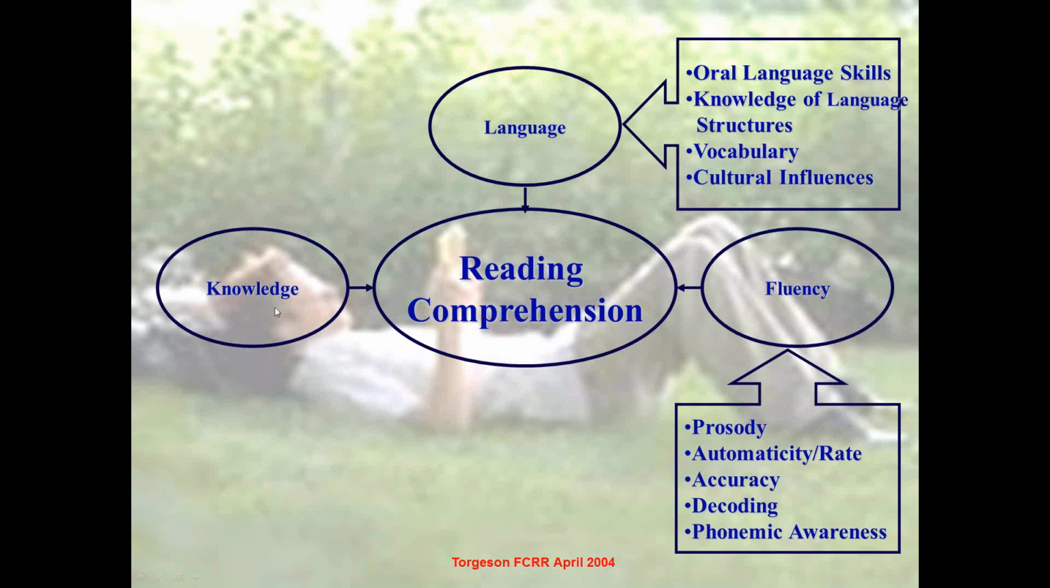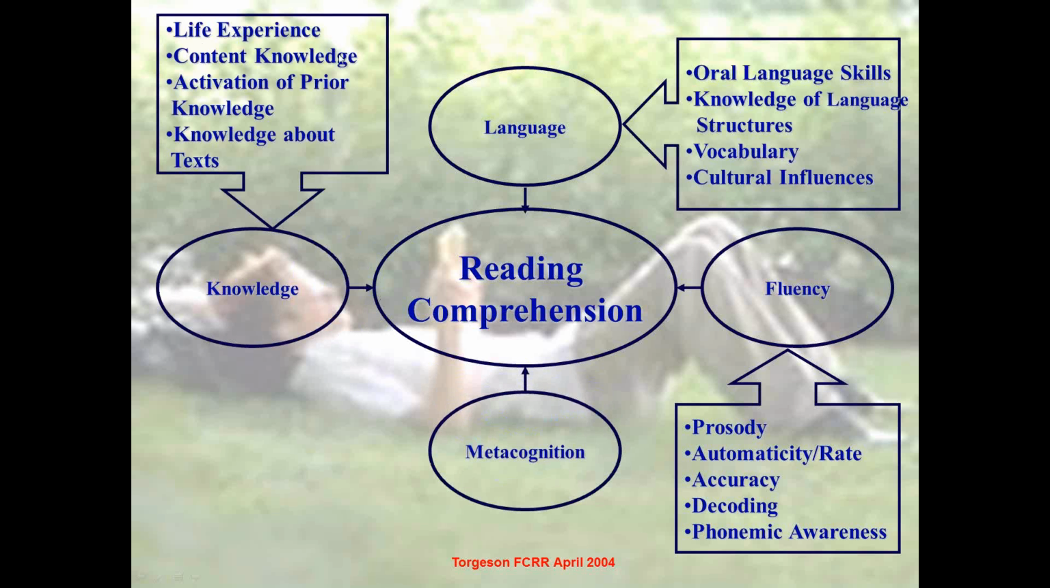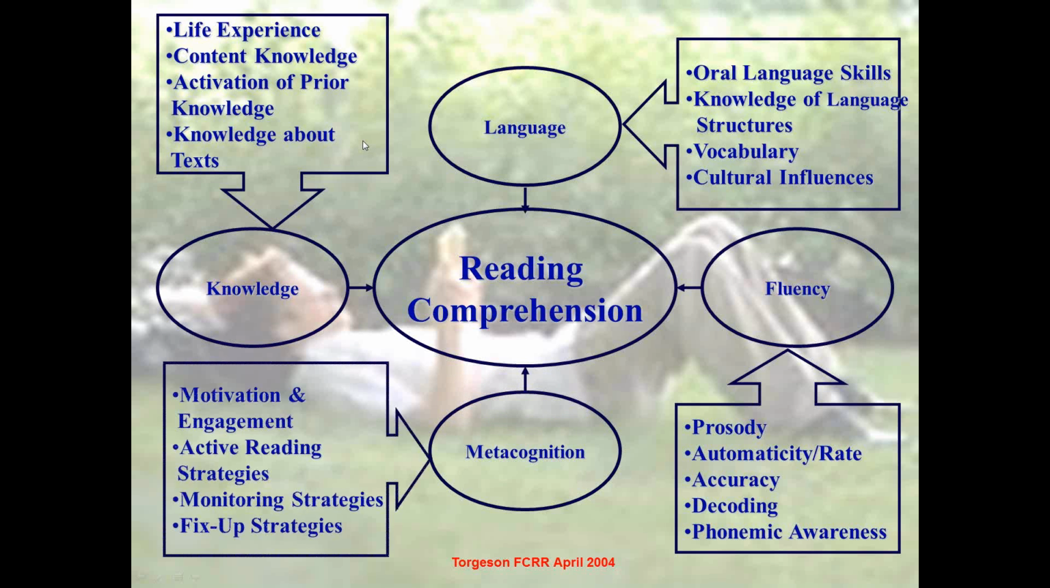Okay, reading comprehension also assumes background knowledge. And background knowledge is built by life experiences, content knowledge, activation of prior knowledge, knowledge about texts. And then we also have students understanding and self-regulating, and that really has to do with what we call metacognition. So how are students motivated and engaged by the reading? You've heard lots of stories of students who really struggled with reading, and it wasn't until they got turned on by a particular book that they became engaged.